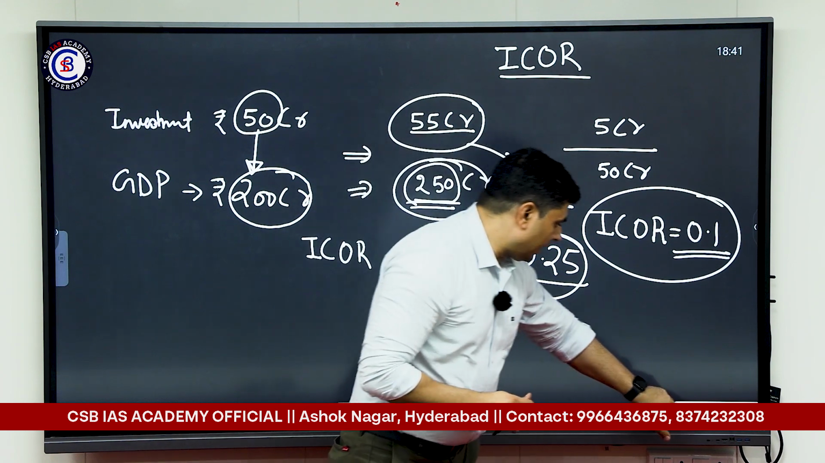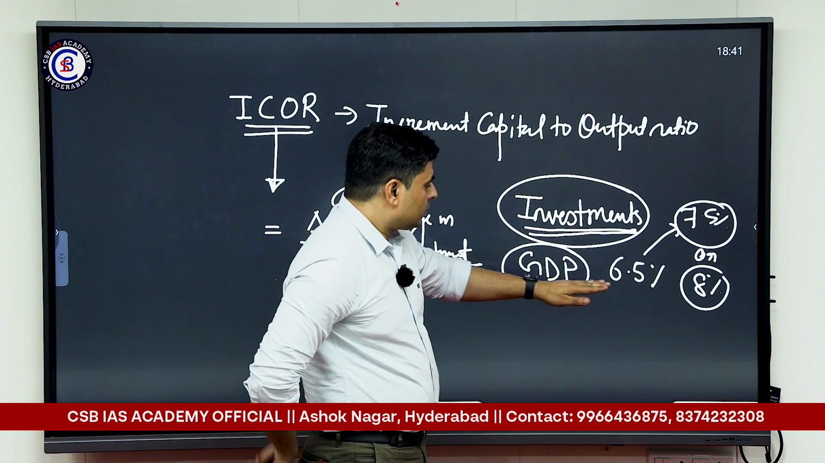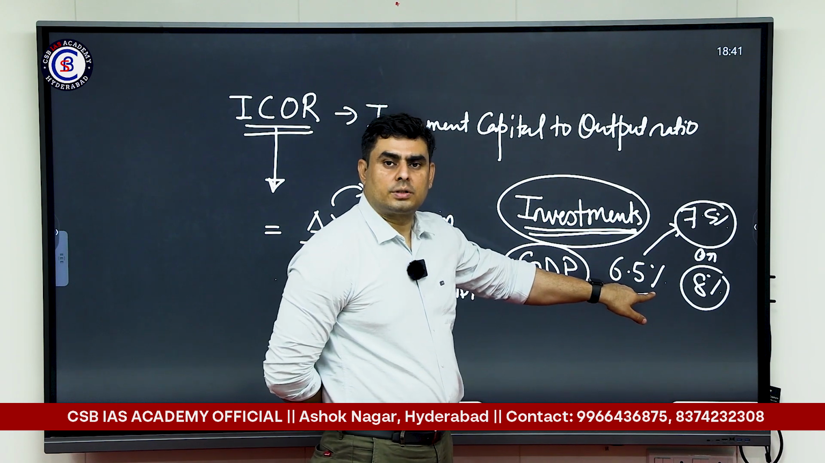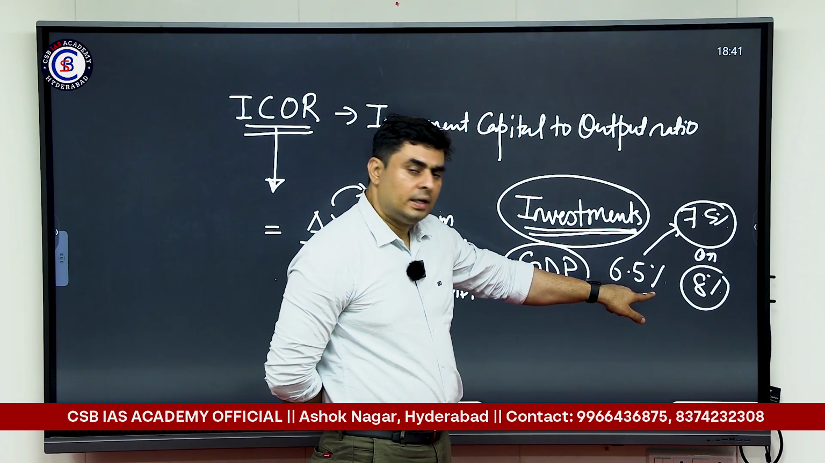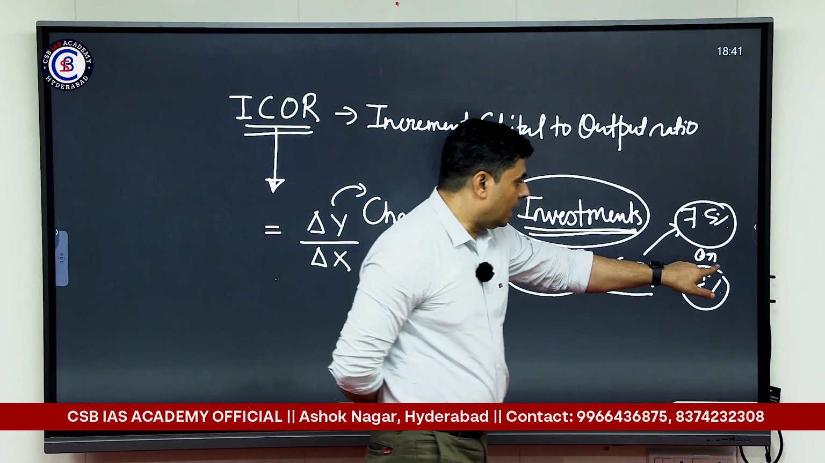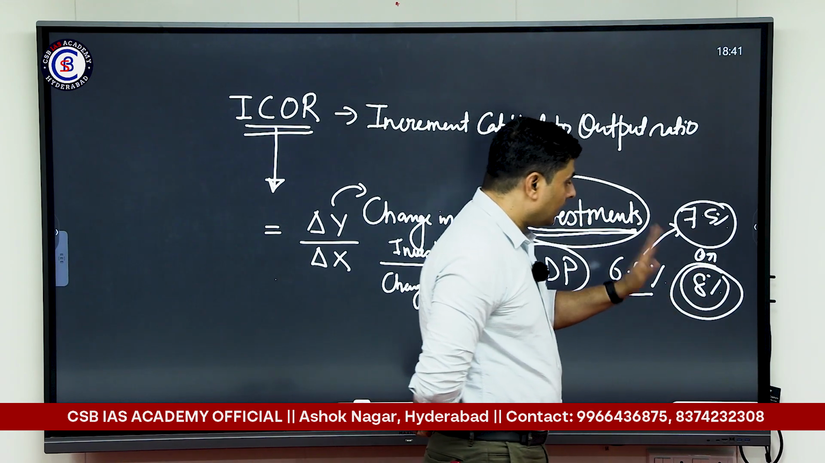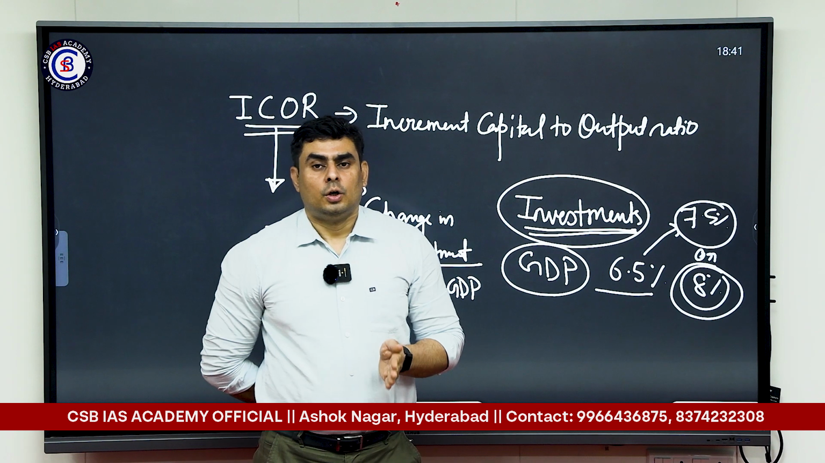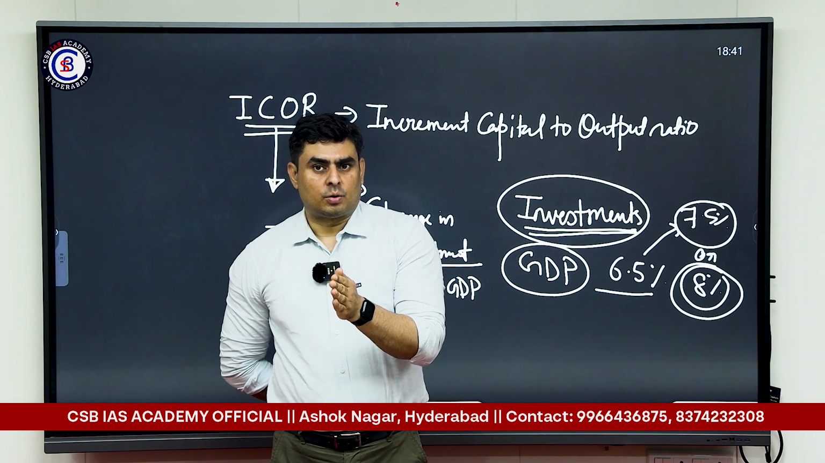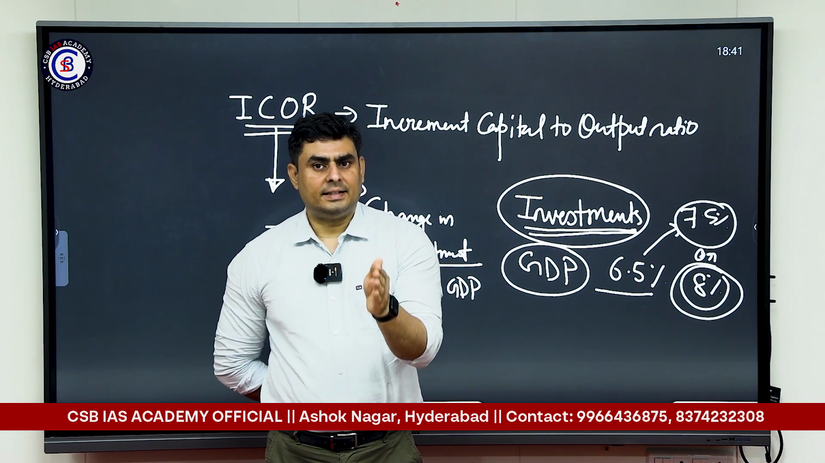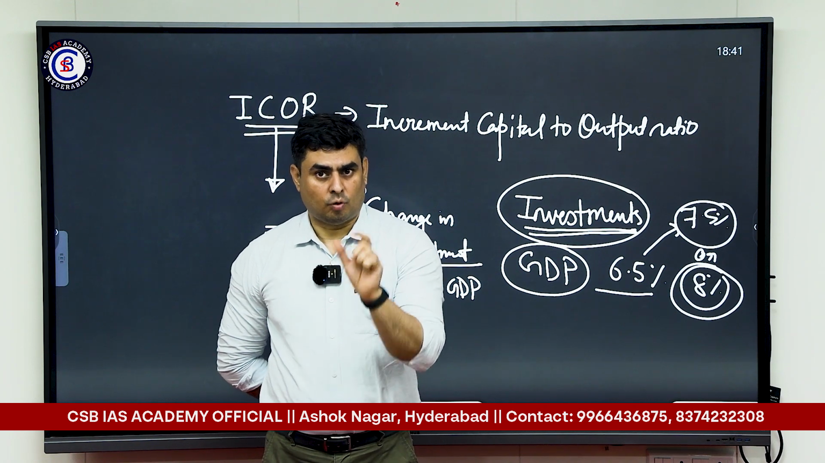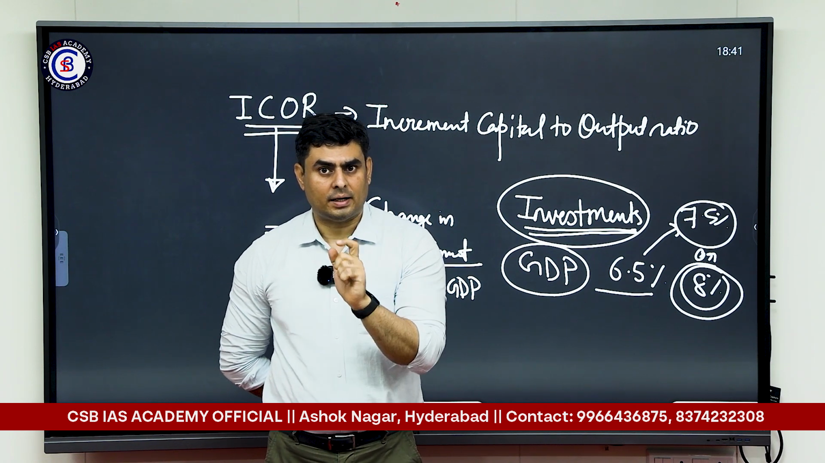As I mentioned in the beginning, we have a GDP growth rate of 6.5%, and we are targeting an 8% GDP growth rate. So to achieve 8% GDP growth rate, how much ICOR is required? What should be the value of ICOR?